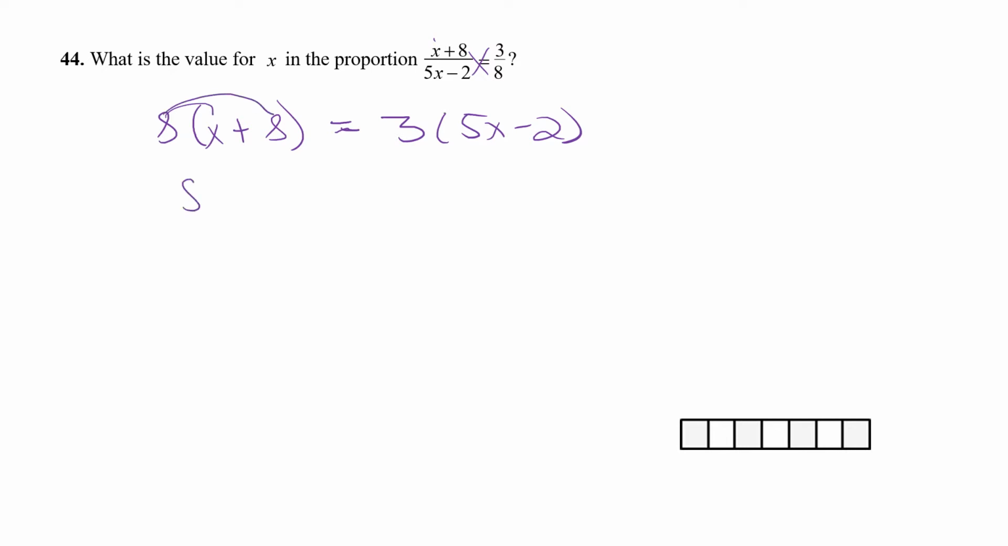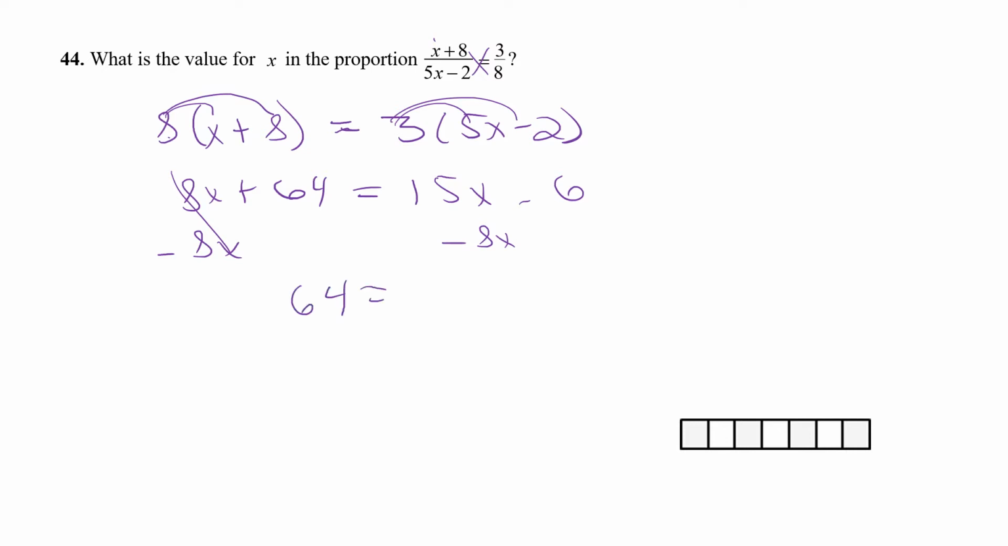So 8 times x is 8x. 8 times 8 is 64. 3 times 5x is 15x. 3 times negative 2 is negative 6. Again, combining my like terms, I'm going to actually subtract 8x from both sides. Normally, I would want to move my variable to the left-hand side, but I don't want to deal with negatives. If I were to subtract 15x, I would be left with a negative 7x. So I'm subtracting 8x. That way, I'm left with a positive 7x.